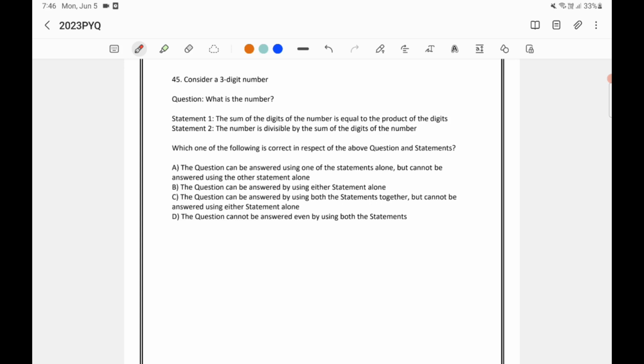Okay. Now statement 1 says that the sum of the digits of the number is equal to the product of the digits. So we know that if it's a 3-digit number, then the digits will be 1, 2 and 3. Because 1 plus 2 plus 3 is 6 and 1 into 2 into 3 is also 6. So that is the only possibility. So here it could be 123. It could be 132. It could be 231. It could be 213. It could be 312. And it could also be 321. So these many possibilities are there by using statement 1 alone.